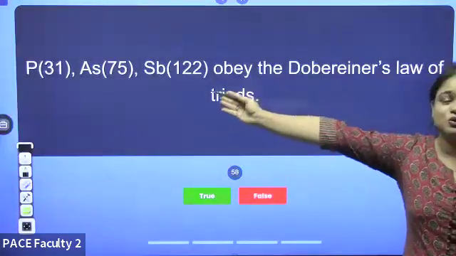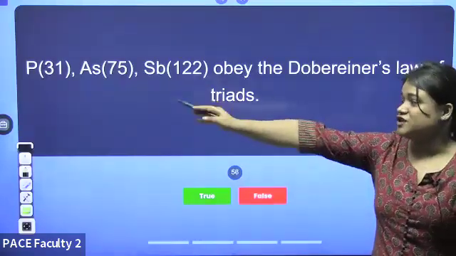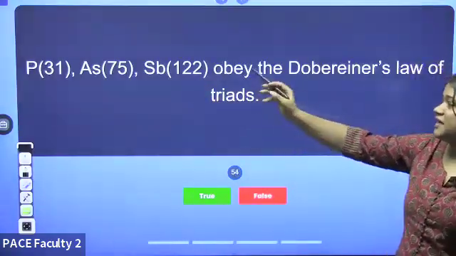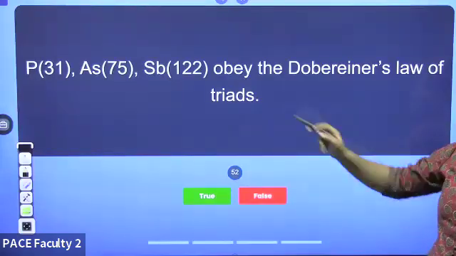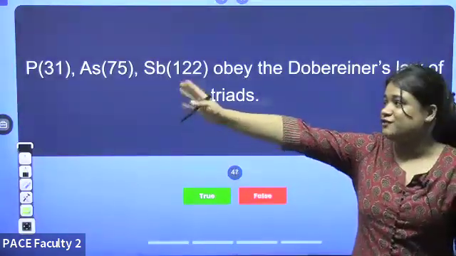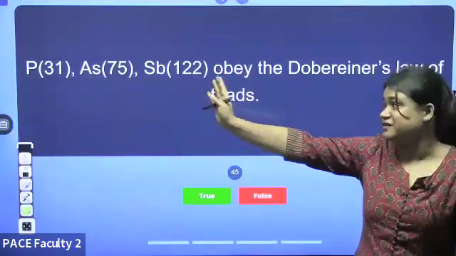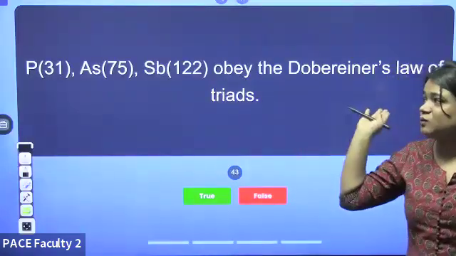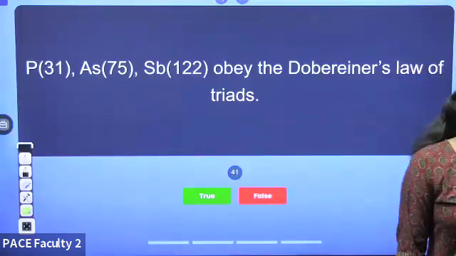Okay, check this quickly. Phosphorus, arsenic and antimony, Sb, obey Daubeney's law of triads. Quickly, you have been given the atomic masses. Check and tell me. Phosphorus 31, arsenic 75, Sb 122. Are they obeying Daubeney's triad?